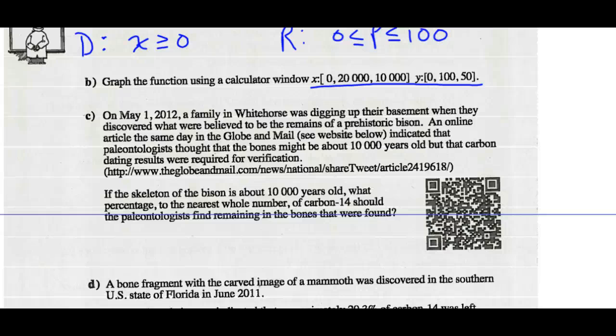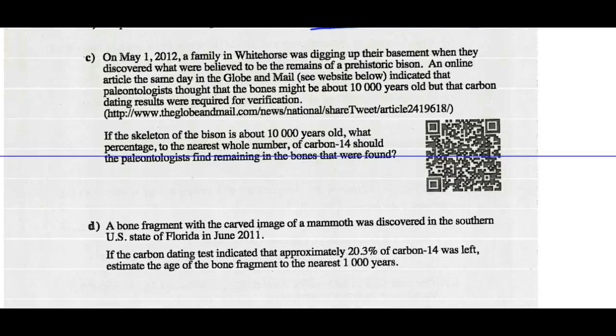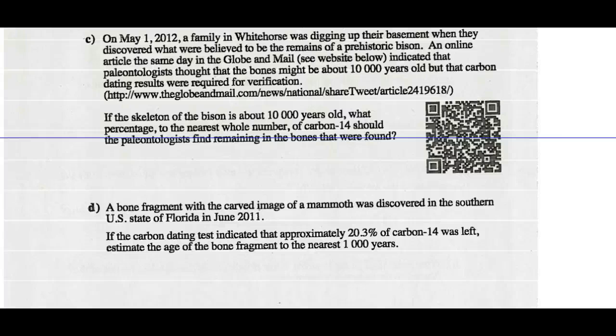So we've graphed the function y equals 100 times a half to the exponent x over 5730. That's y1. How do I find the amount of carbon-14? Well, we're told a year. That's our x. We're told the bison is 10,000 years old. So in our trace feature, type in x is 10,000 and find the corresponding y value. That's all there is to it.